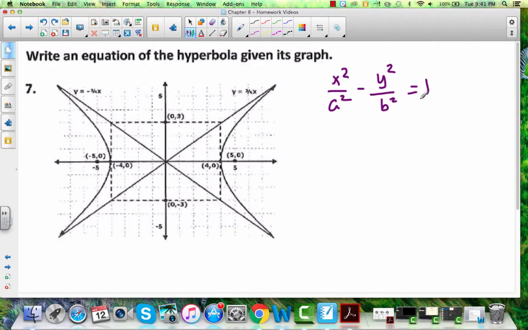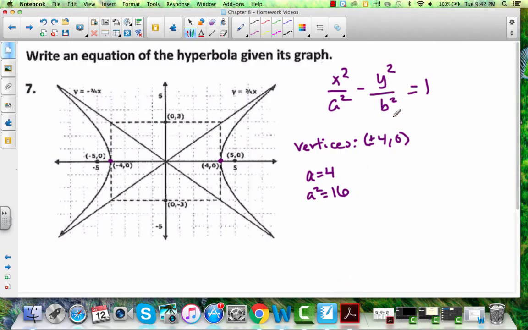Now that we know that's the form, we just need to figure out what our a squared and b squared would be. Well, my a is always going to be part of my vertices. So taking a look here, my vertices are plus or minus 4. So if my vertex is (plus or minus 4, 0), that must mean that my a is 4. And therefore, a squared should be 16.